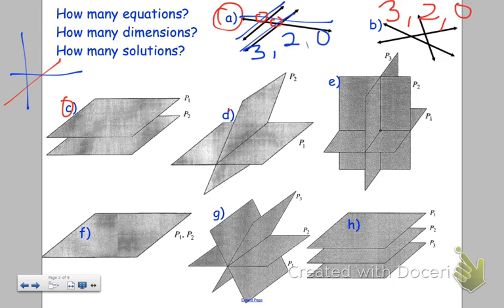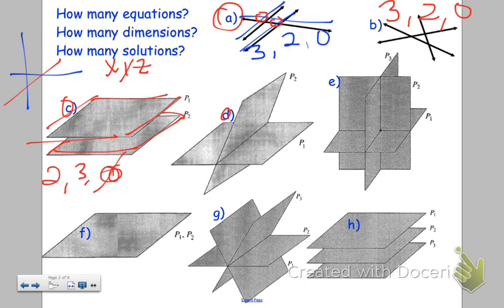D through H are all 3 dimensions. You can tell they look 3-dimensional, so they're x, y, z equations. Now there are 2 planes, this one and this one. Each one of those planes represents an equation, so there are 2 equations. That is 2 equations, 3 variables, and there are 0 solutions because they never meet all in the same place.